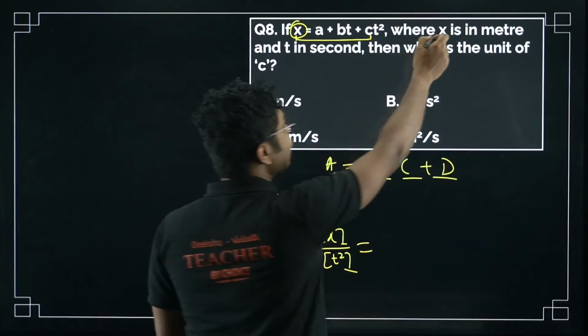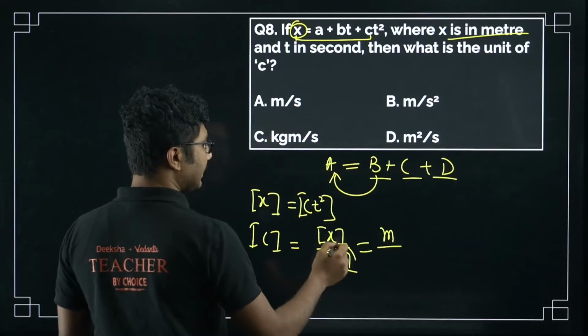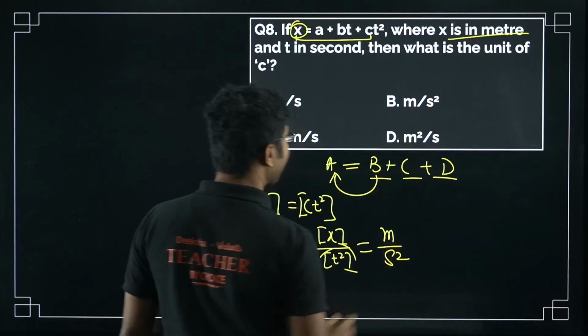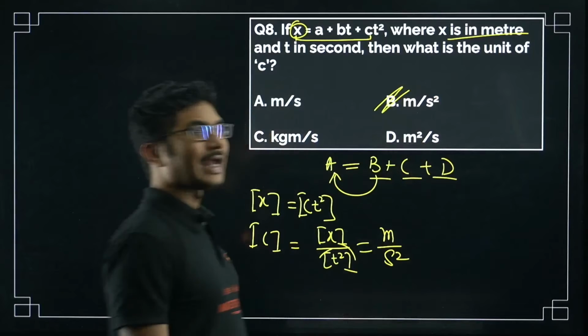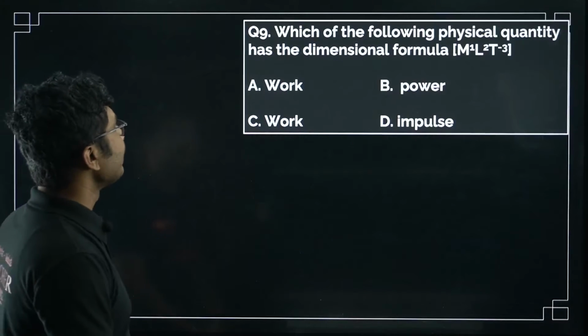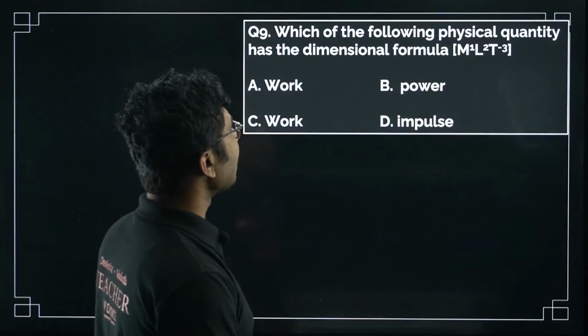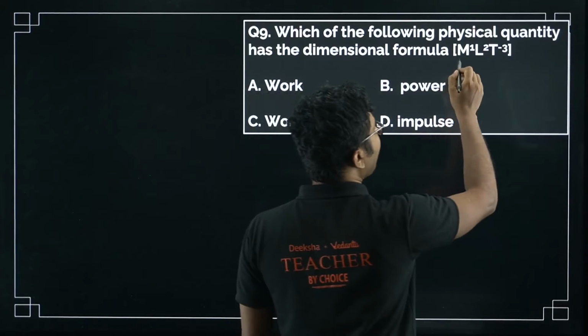So unit X is in meter, and this is in time, so second square. So meter per second square is the unit of C. So C is basically an acceleration, right? Meter per second square.